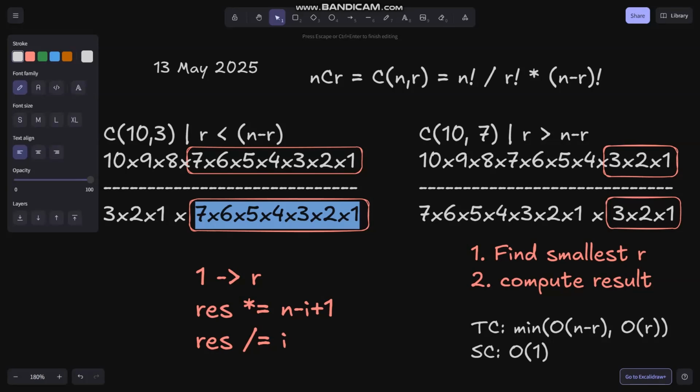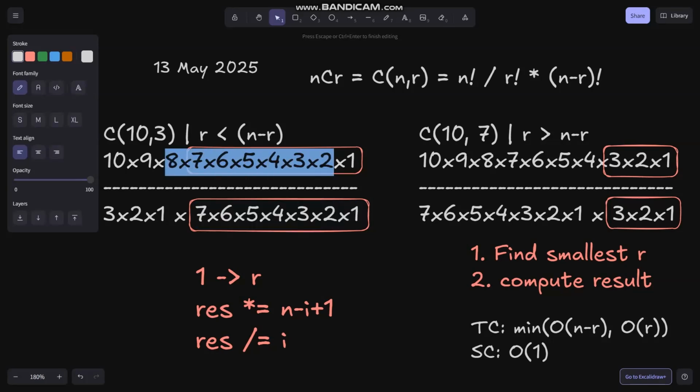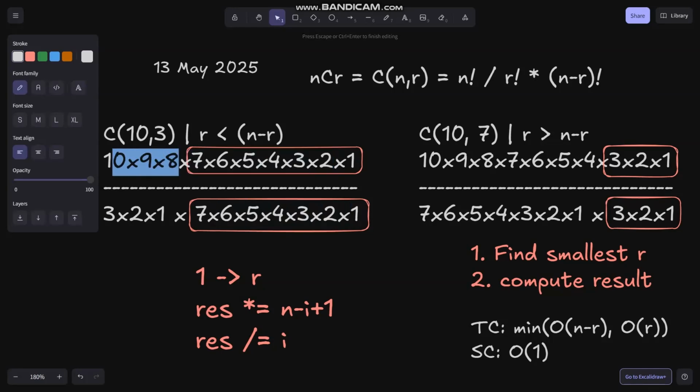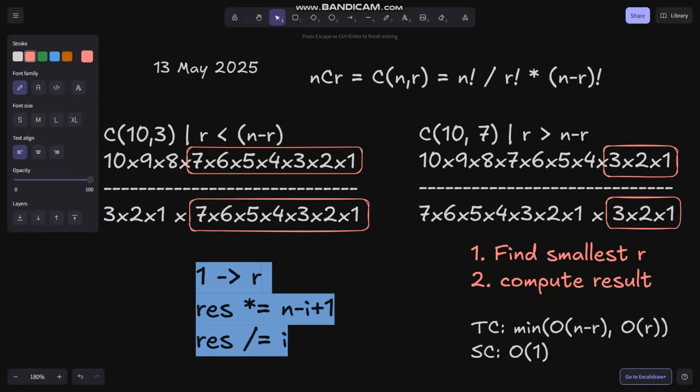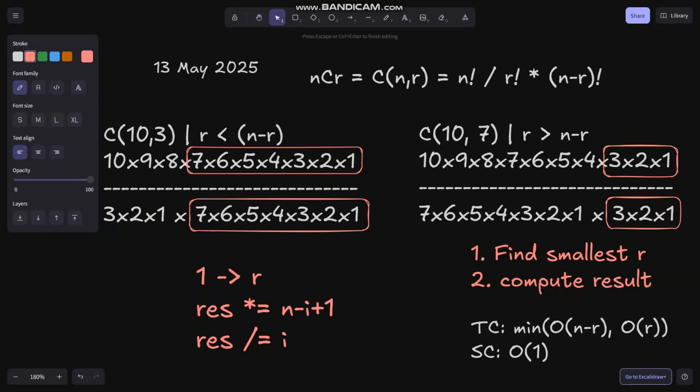So it doesn't make any sense to calculate this. You're just going to multiply the value by the same and then divide again by the same. So all we need is these values. So the approach is that we are going to traverse only 1 to r. The value of r here is 3.